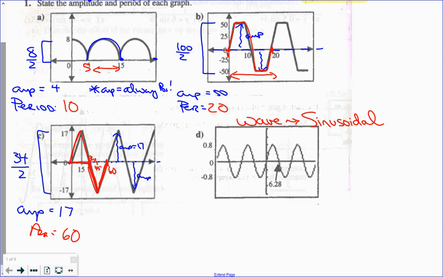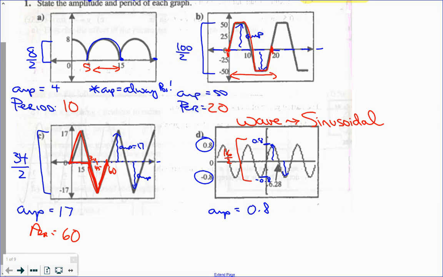Okay. So again, we talked about this last week. Make sure you're aware of the scale. So this y-axis here is 0.8. This is negative 0.8. It's written on the side of the picture. So that means the amplitude is 0.8. How far up, how far down, or if you prefer, the total distance is 1.6. Divide it by 2, you get 0.8. I don't care which way you do it.